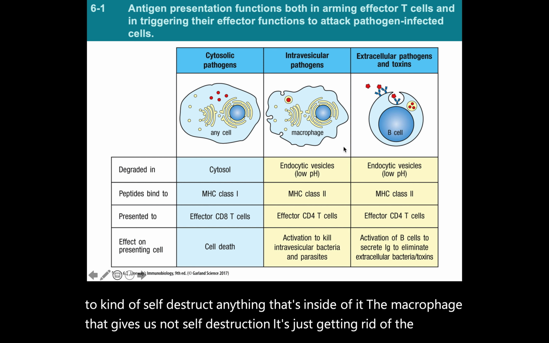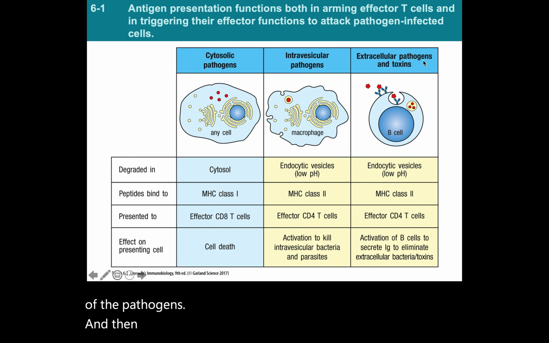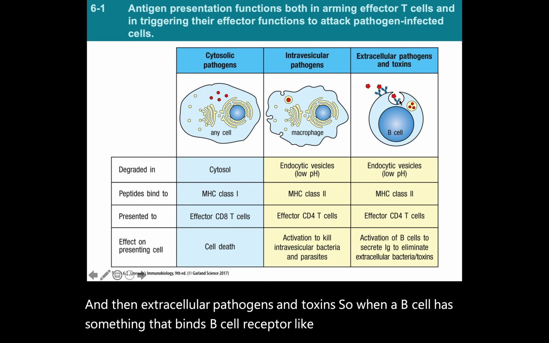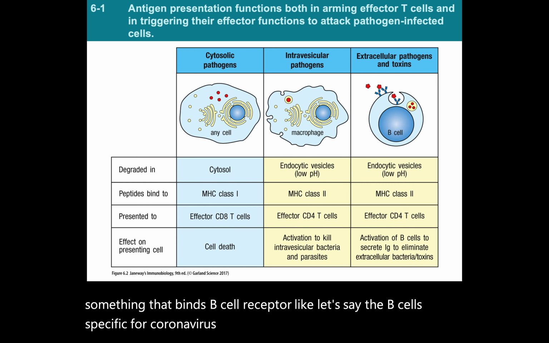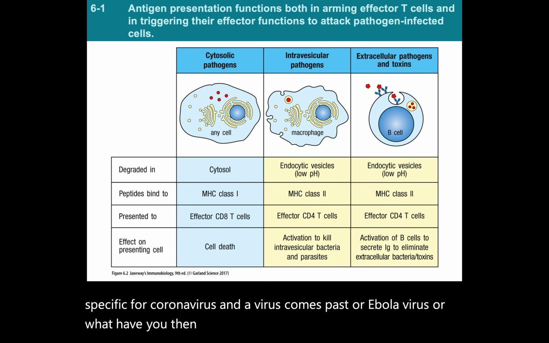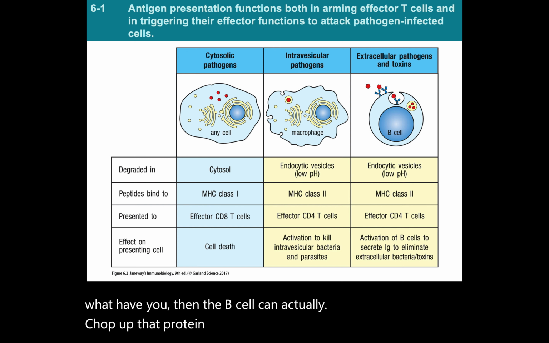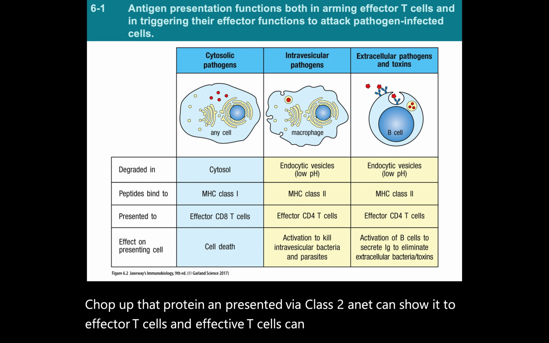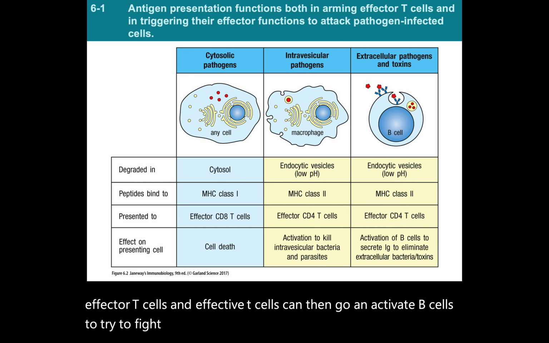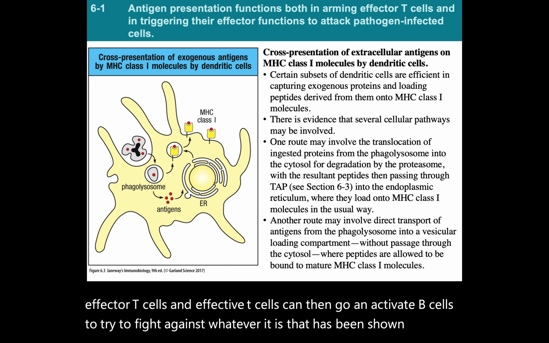Okay. And then extracellular pathogens and toxins. So when a B cell has something that binds to its B cell receptor, like let's say the B cell is specific for coronavirus and a virus comes past, or Ebola virus, or what have you, then the B cell can actually chop up that protein and present it via class 2. And it can show it to effector T cells, and effector T cells can then go and activate B cells to try to fight against whatever it is that has been shown. So, yeah, that's what T cells are there for.